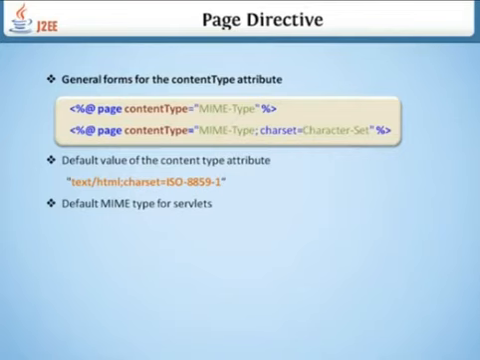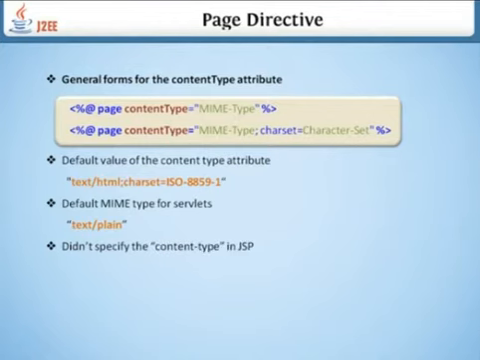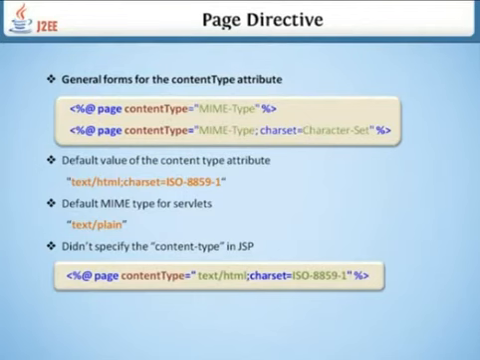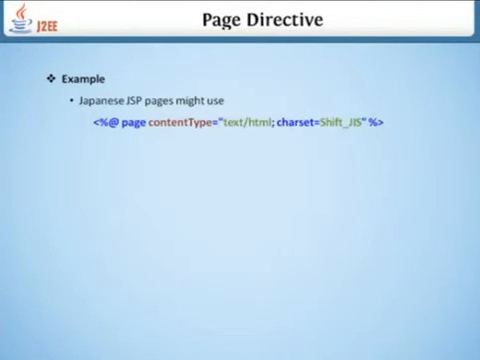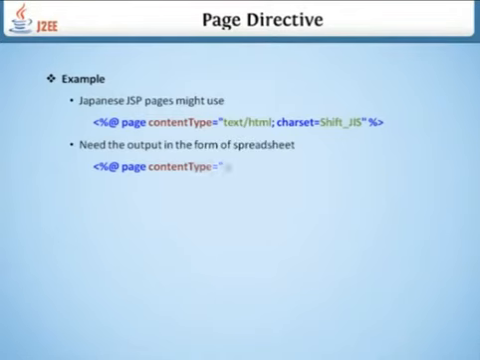If you do not specify the content type in JSP, the page content type equals text/html; charset=ISO-8859-1. This is an example a Japanese JSP page might use. If you need the output in the form of a spreadsheet, you can use this kind of MIME type: application/vnd.ms-excel.